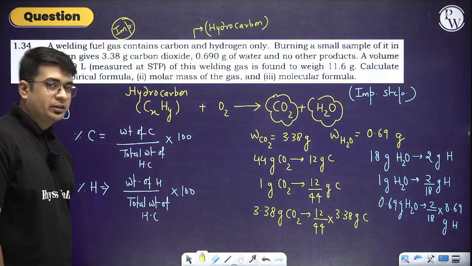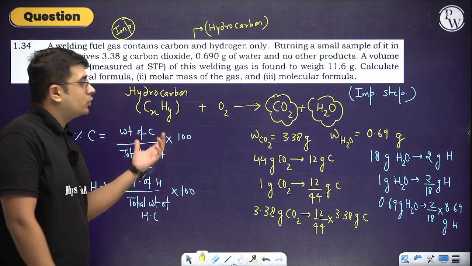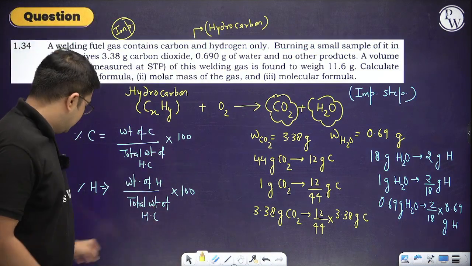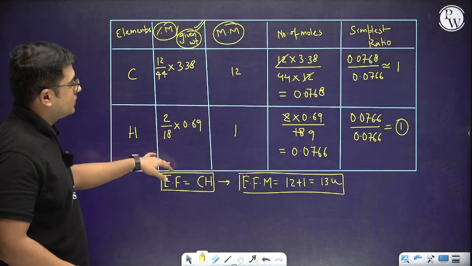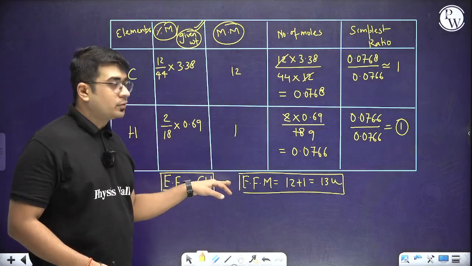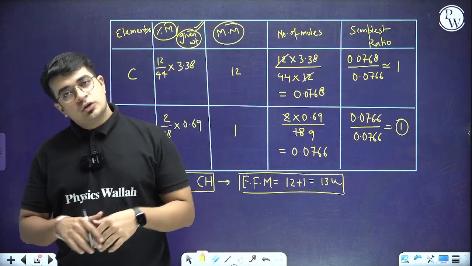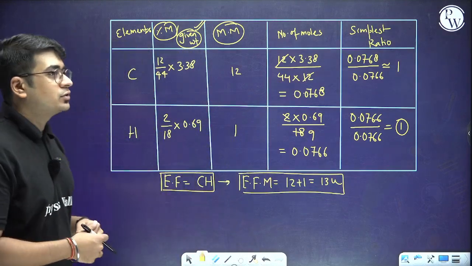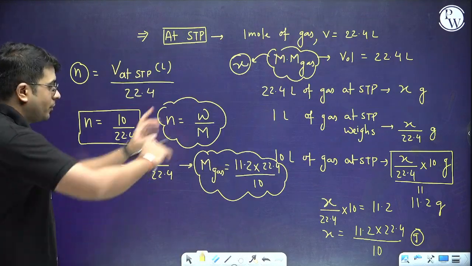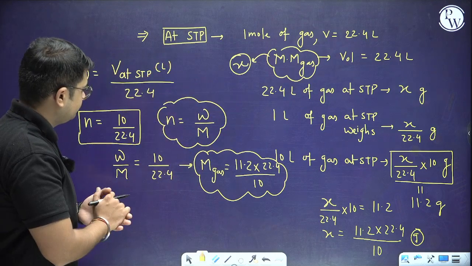by simply putting the values in this situation to calculate the mass percentage, write down the molar masses, calculate the number of moles as well as their simplest ratio. You will get the same answer in this particular situation also. I hope up to that part everything is clear to everyone.